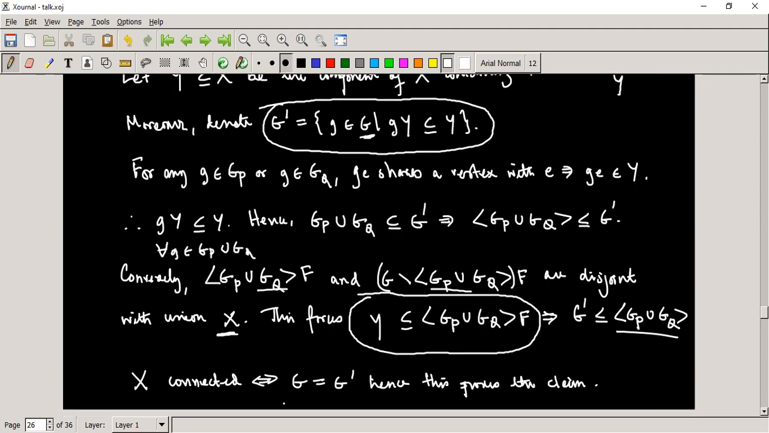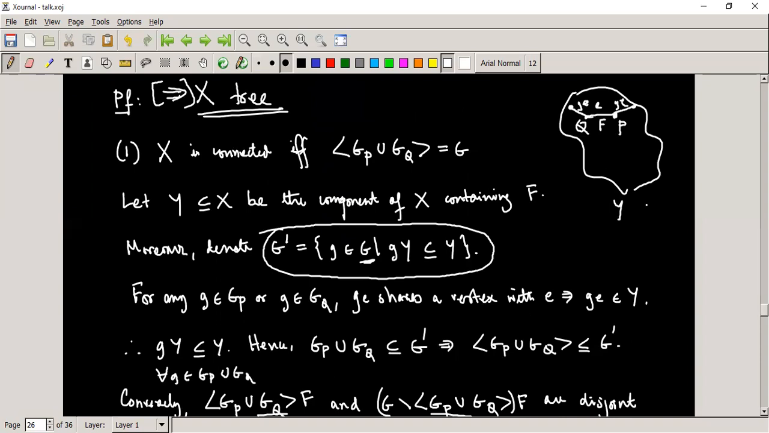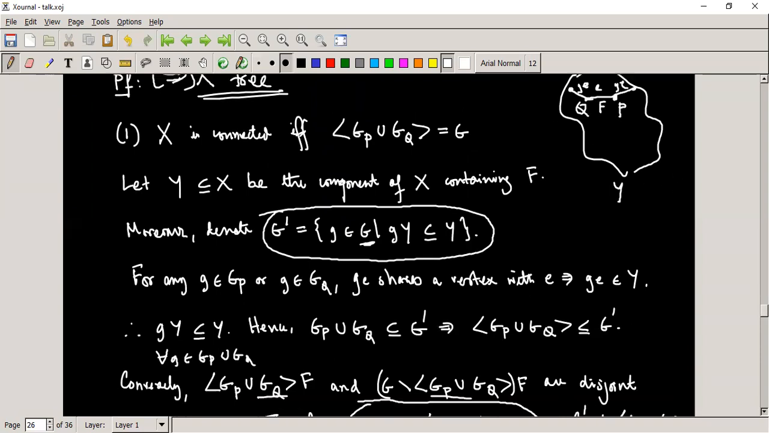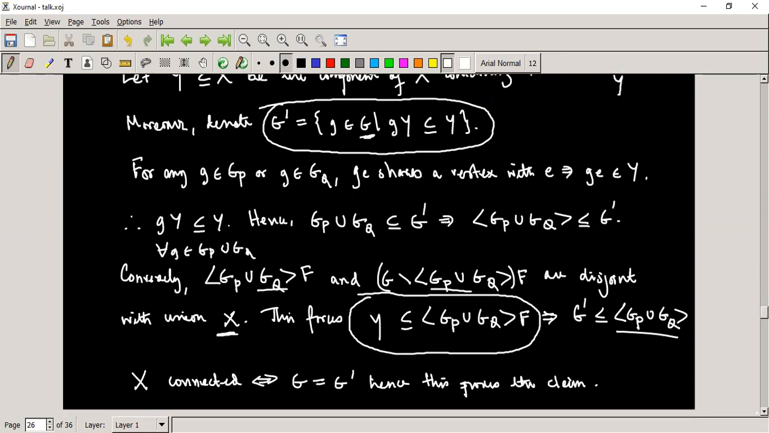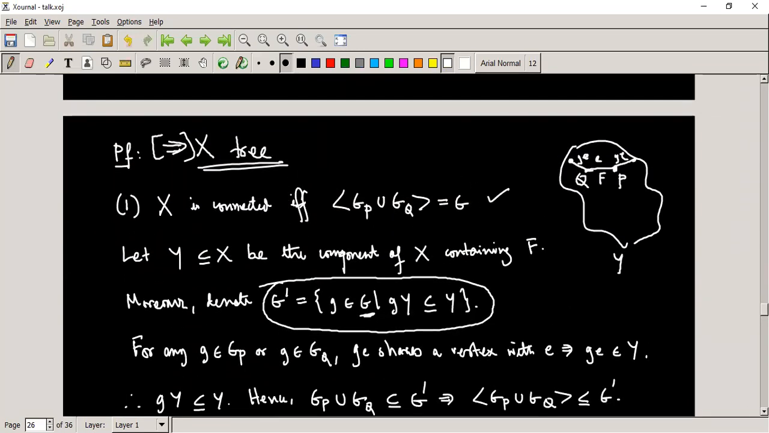And what does this accomplish? X is connected if and only if G equals G prime, right? X is connected implies that Y is all of X. So X is connected if and only if Y is all of X, if and only if G prime equals G. But G prime is also equal to the subgroup generated by G_P union G_Q. So G equals the subgroup generated by G_P union G_Q. So this proves fact one. This is proved.